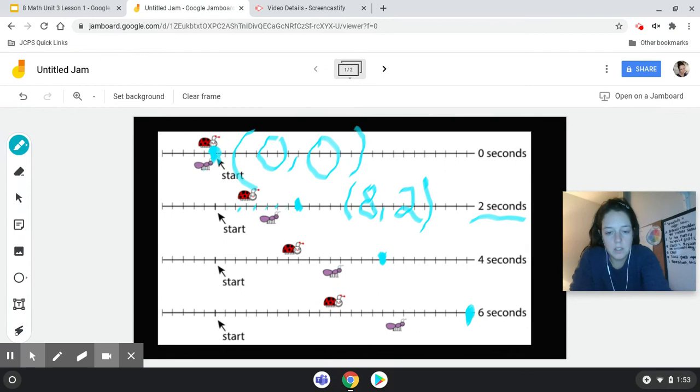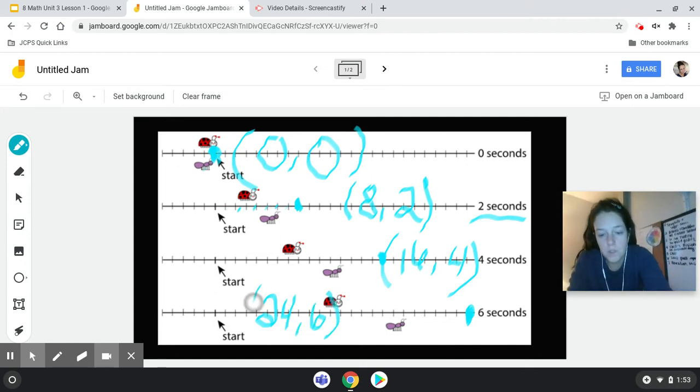The next one is going to be 16 and 4. And then this last one will be 24 and 6. All right, so those are the 4 plots that we're going to point, and then we'll connect them with a line. Okay, so let's start with 0, 0, and 8 and 2.